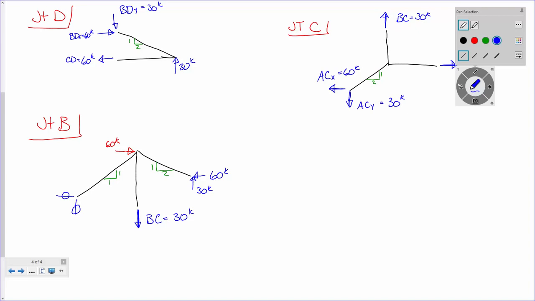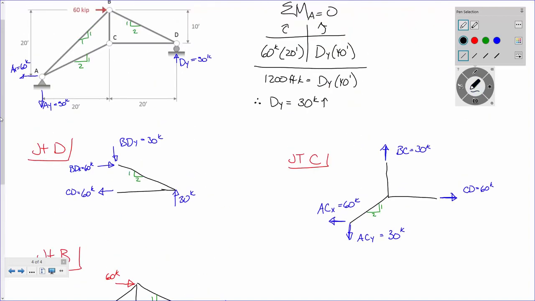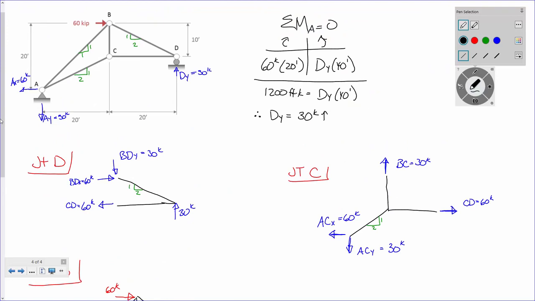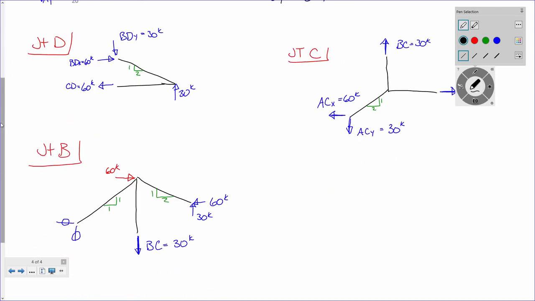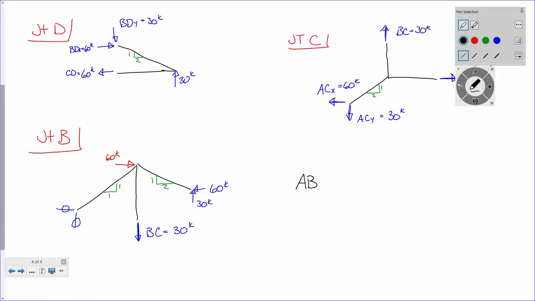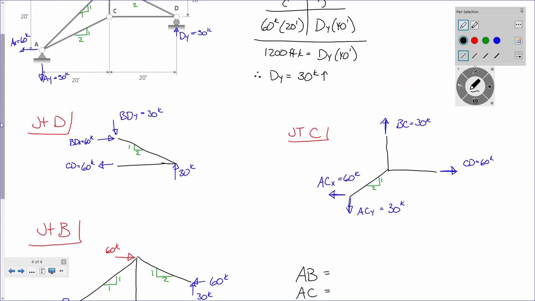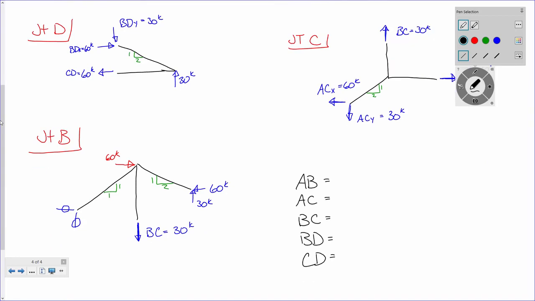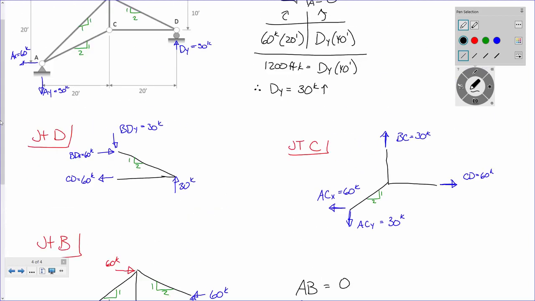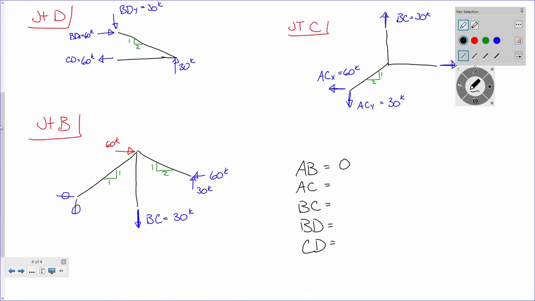All right, so let's start writing down a summary. Okay, let's summarize. How many members do we have in this truss? We got 5, right? AB, AC, BC, BD, and CD. Am I missing any? Okay. What's the force in AB? 0.